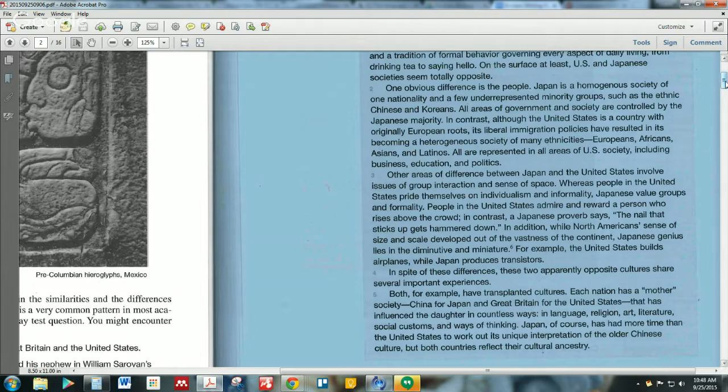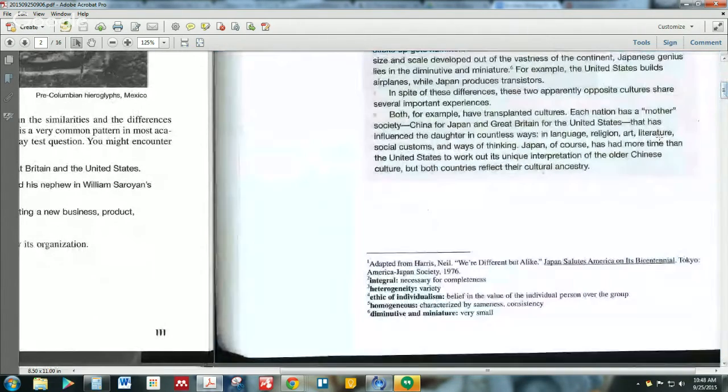In paragraph 5, however, we're starting to talk about similarities, and we can see this again in the language. Ignoring paragraph 4 for one moment, both, for example, have something shared. Each nation has something similar. And then in the concluding sentence, but both countries reflect their cultural ancestry, showing a similarity.